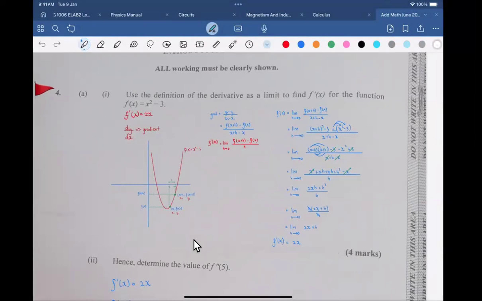Use the definition of the derivative as a limit to find f prime of x for the function f of x is equal to x squared minus 3. Now we know how to differentiate that normally, right? That'll just be 2x. Simple. And we know how to do that? Yeah, but they don't want that. They want us to use limits.